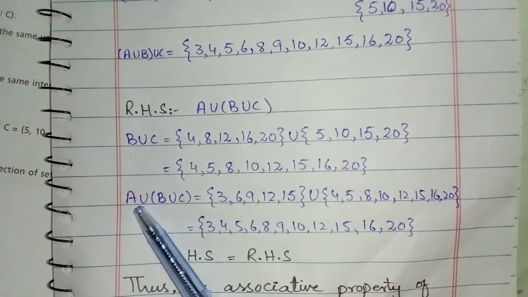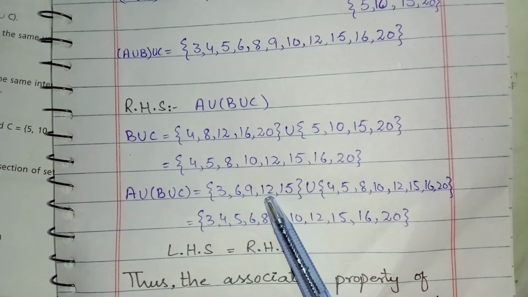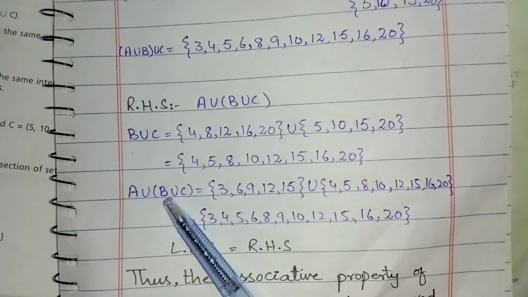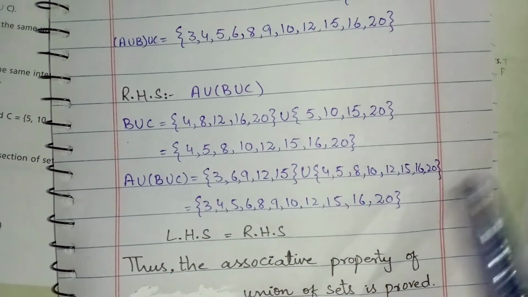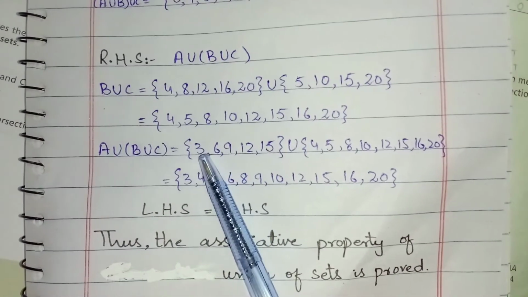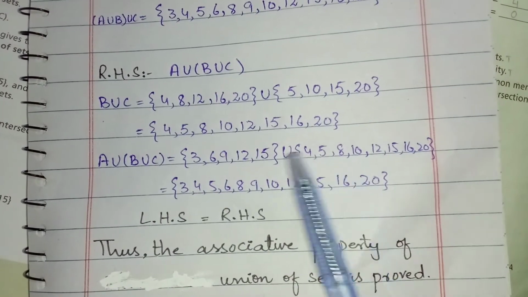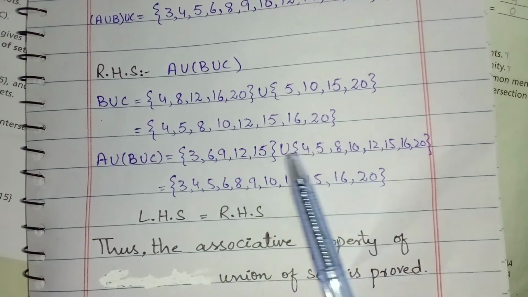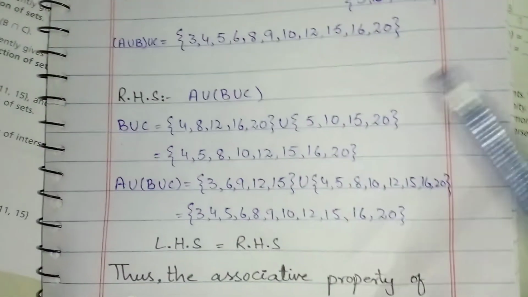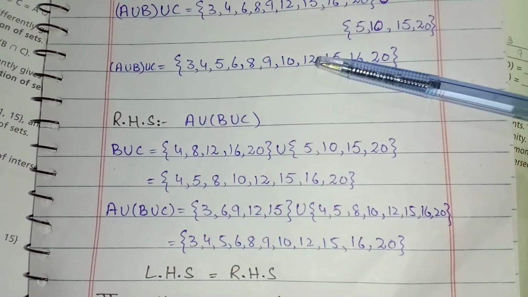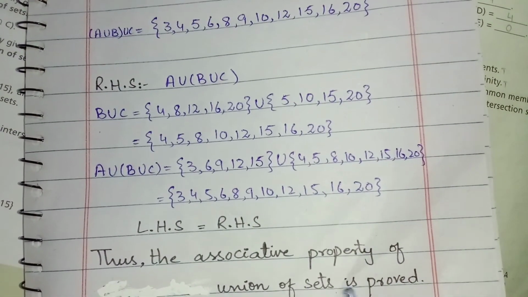Now we have to find A union (B union C). The set A is 3, 6, 9, 12 and 15, union the set B union C, which is 4, 5, 8, 10, 12, 15, 16 and 20. Now its union is 3, 4, 5, 6, 8, 9, 10, 12, 15, 16 and 20. So you can see that the answer of left hand side and right hand side is equal. So the associative property of union of sets is proved.